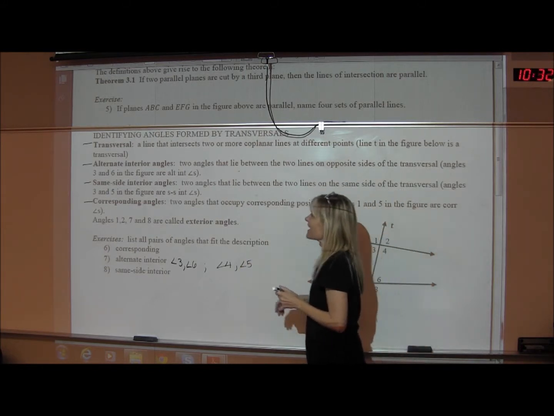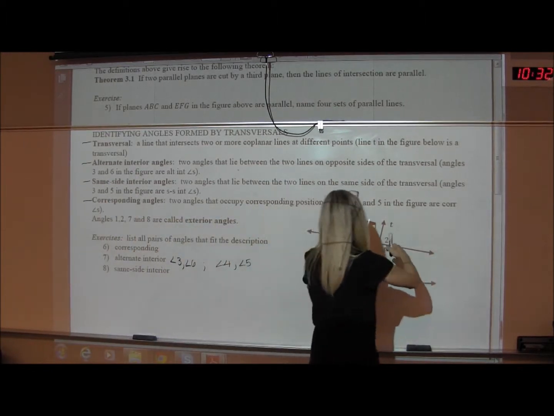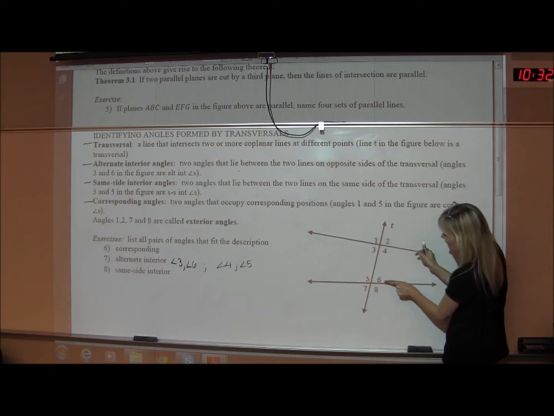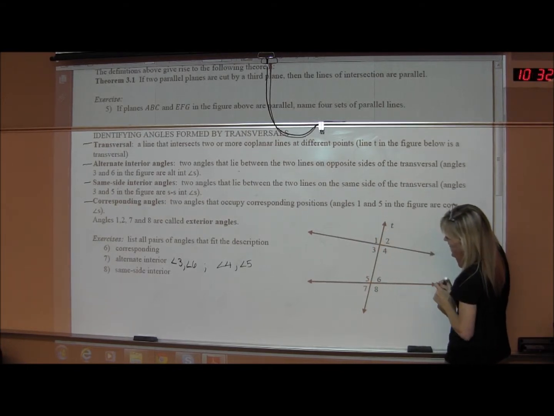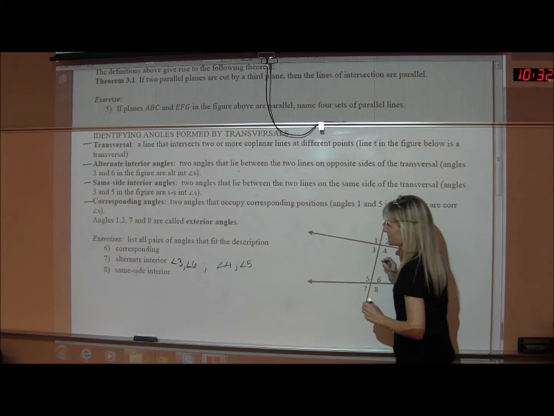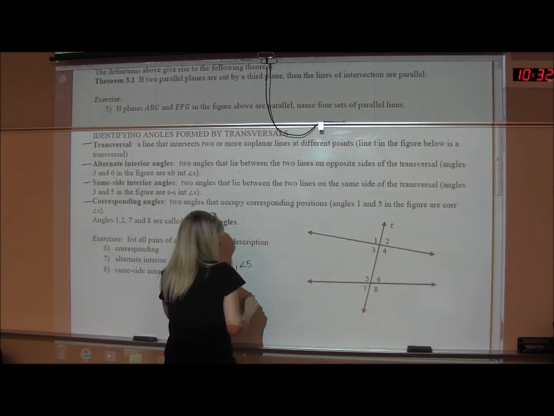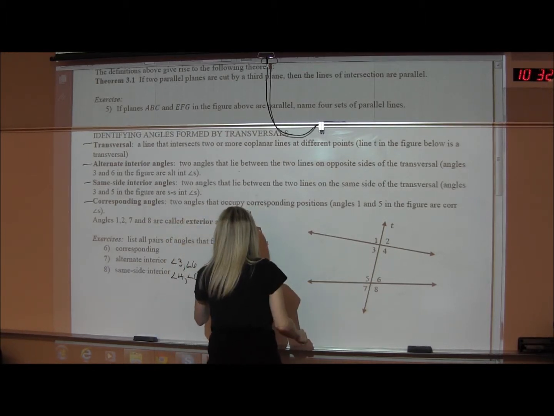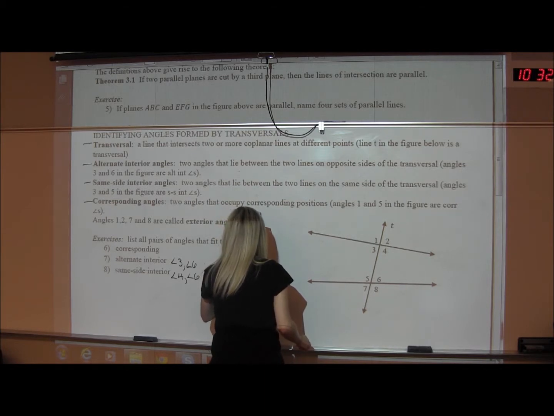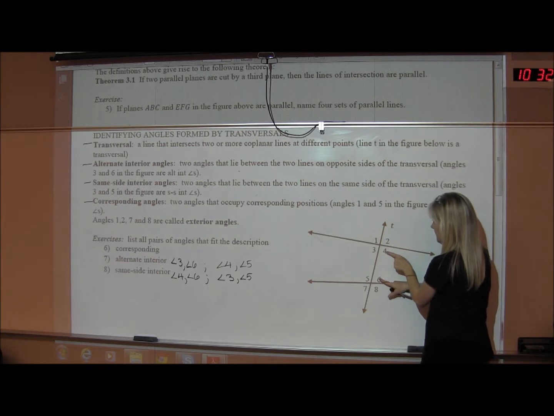Now, we have same side interior angles also. Same side interior angles, they're still interior, so we're talking about these 4, but they're on the same side of the transversal. Okay, so 4 and 6 are same side interior, and 3 and 5. Okay, so alternate interior, same side interior.